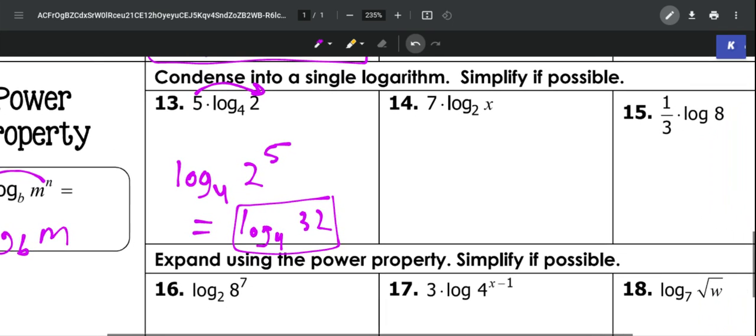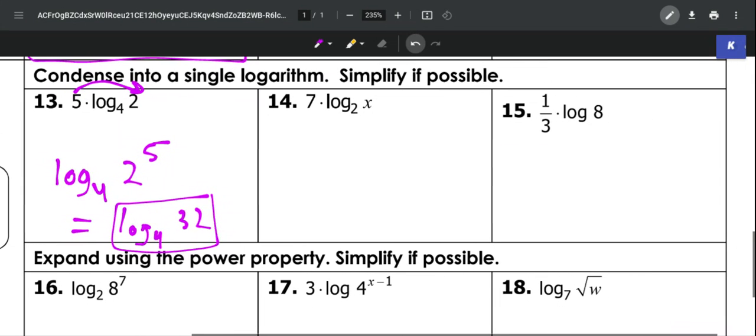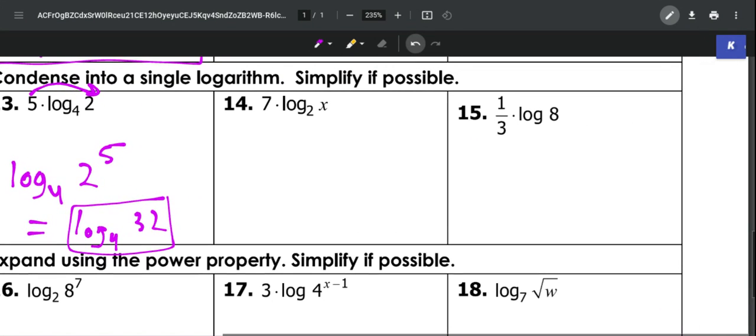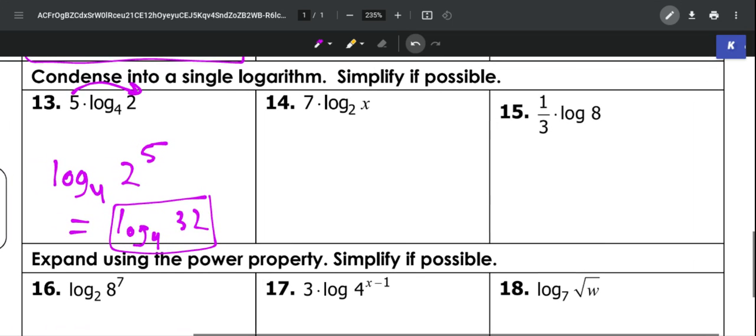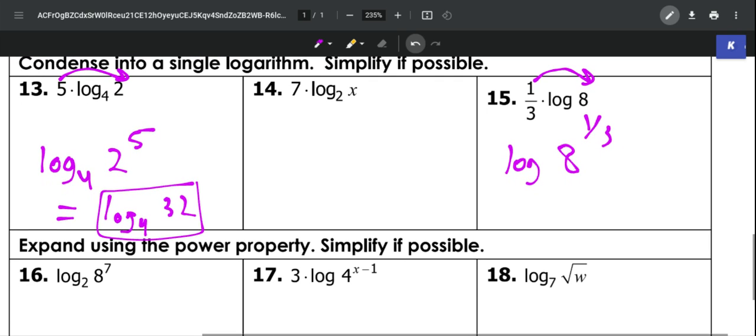So that's all you have to do with these. These are pretty simple. These are a lot easier in my opinion. And then we'll look at another one. We'll look at a little bit of a harder one. So 15, we have 1/3 times log 8. All we do is take this 1/3 if we want to condense this, and that means it's going to be our exponent of 8. And if you want to draw those arrows for yourself, you can. I'm fine with that.